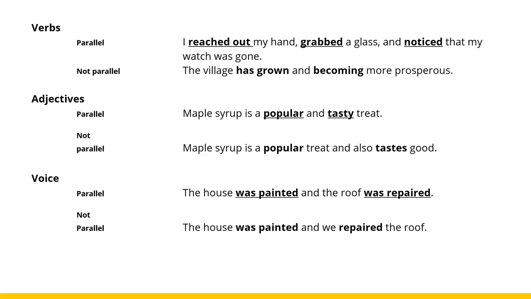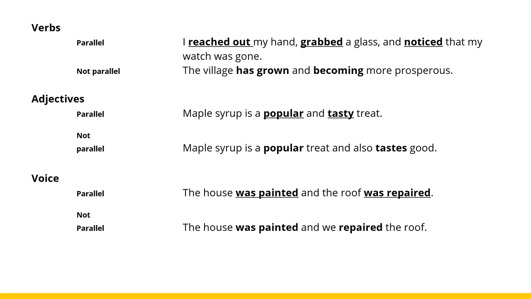The following one is not parallel: the village has grown and becoming more prosperous. As you see, has grown is a perfect tense, and becoming is a continuous tense. That's why the sentence is not parallel structured. The same goes for adjectives and passive voice.